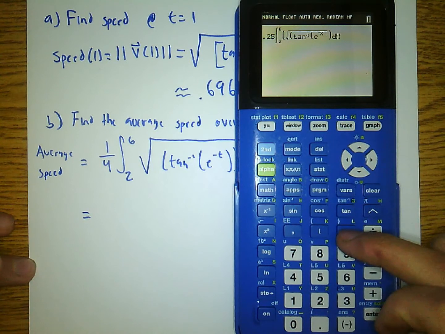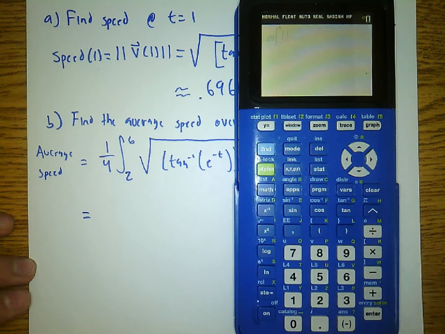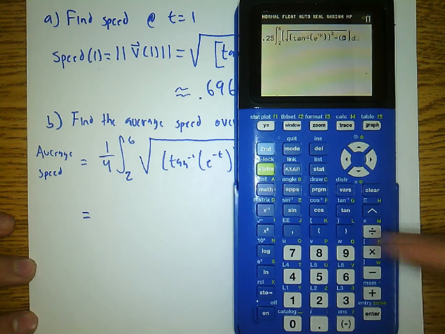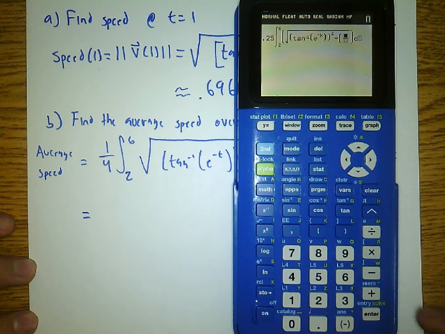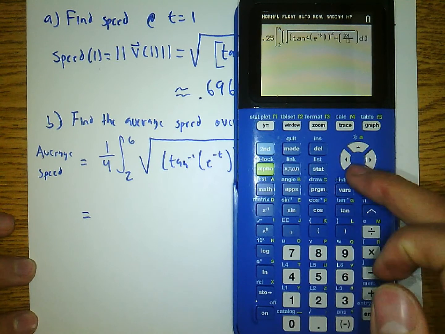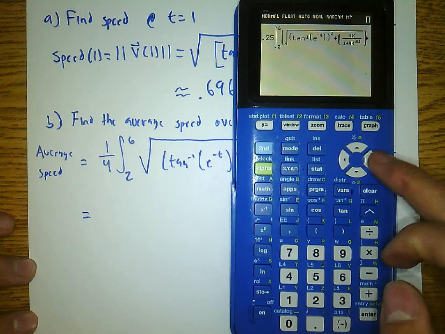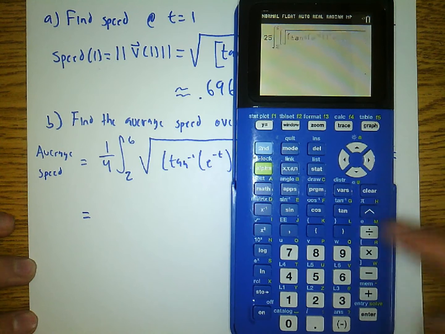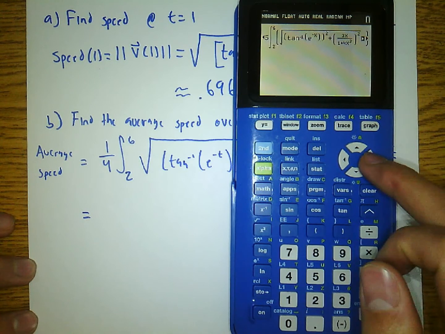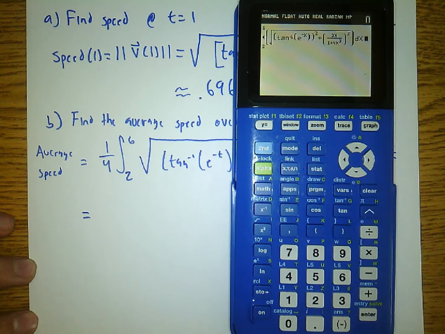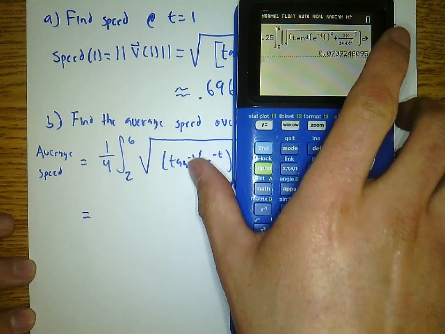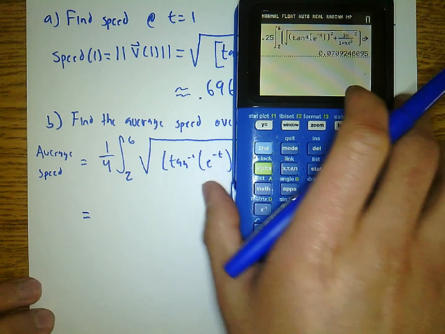I'm going to use x in this case. And then that's going to be squared plus parentheses. I'm going to put a fraction in there, and I'm going to have 3t over 1 plus 4t to the third power. Close my parentheses, square those parentheses, and then it's going to be with respect to t. So I think I got everything I need in there, and then I'm going to hit enter. And I find out that my average speed is 0.071.